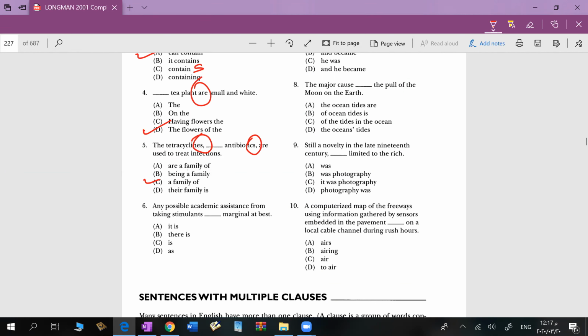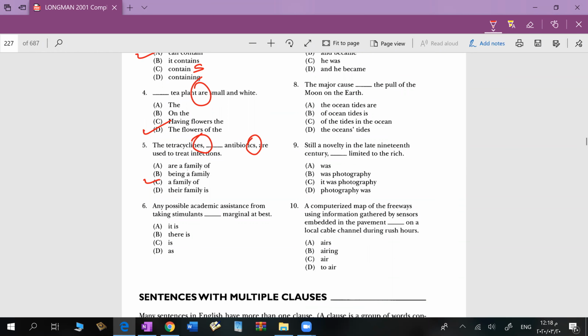Can we put here "being a family"? Is "being a family" a correct answer here? No. Why? Because with reductions we do not add 2 commas. Isn't that right? Yes, someone asked this question at the beginning of the class.